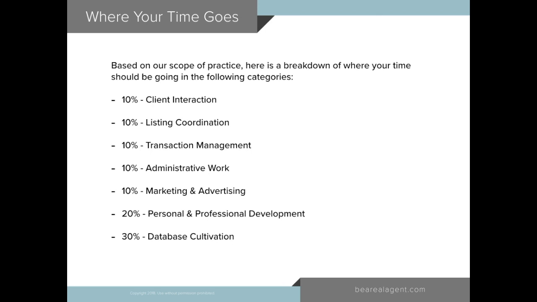And don't forget that you do need to work on your accounting and your taxes and things like that. So that's under administrative work. And we should probably make sure that we are getting our name out there through marketing and advertising. But we've also got to go take that class or learn this about the industry, so personal and professional development is in there. And oh yeah, we need new business, so we should probably be cultivating our database. This is the scope of practice that we talked about earlier. What we've done here is broken it down by percentage of what we believe you should be doing and how you should be allocating these different topics with your time.